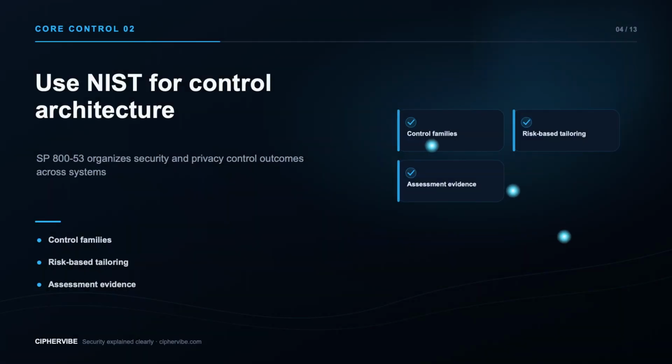The second building block is use NIST for control architecture. NIST SP 800-53 provides a broad catalog of security and privacy control outcomes that teams can tailor to systems and risk. Use it to reason across access control, audit, configuration, incident response, supply chain, and other families while preserving the link between requirements, implementation, and assessment.